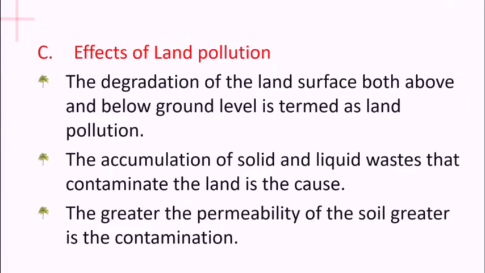Now, let us come to the third, which is the effects of land pollution. The degradation of the land surface above and below the ground level is termed as land pollution. The accumulation of solid and liquid waste that contaminate the land is the reason. The greater the permeability of the soil, greater is the contamination. Land pollution is caused by agricultural activities, industrialization, mining activities, urbanization, deforestation, nuclear waste, landfills, human sewage, soil erosion, etc.